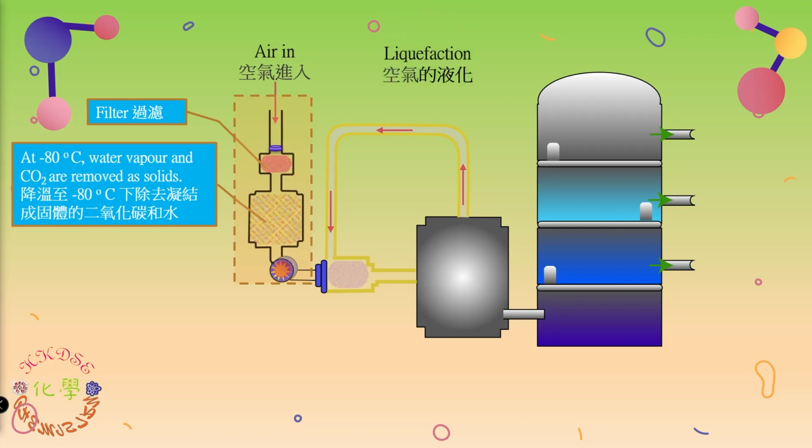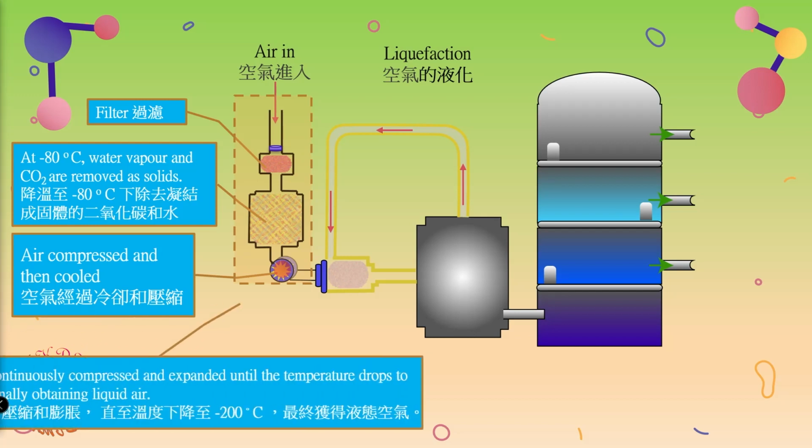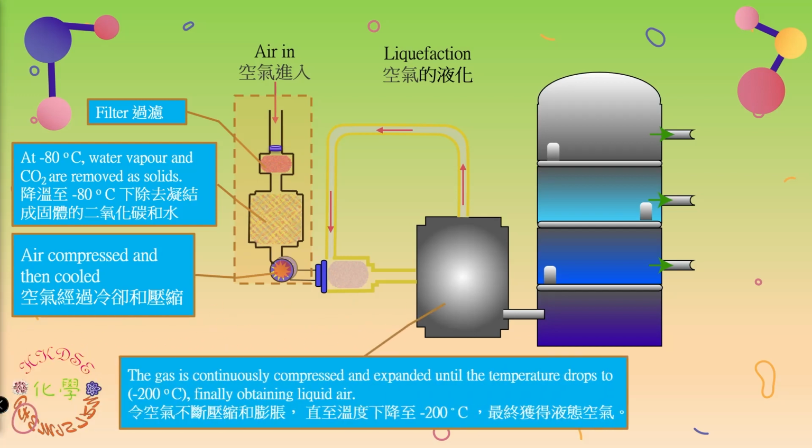Two, the liquefaction process of air. Air is injected into the expansion chamber through the nozzle. The air in the expansion chamber continues to expand, and the temperature drops rapidly. After repeated expansion and cooling, the air is continuously compressed and expanded until the temperature drops to -200 degrees Celsius, and finally liquid air is obtained.